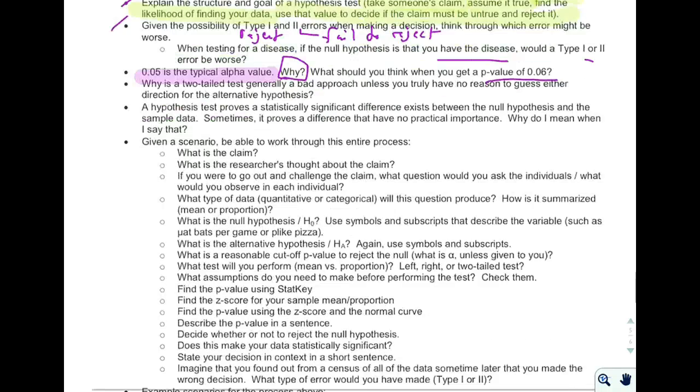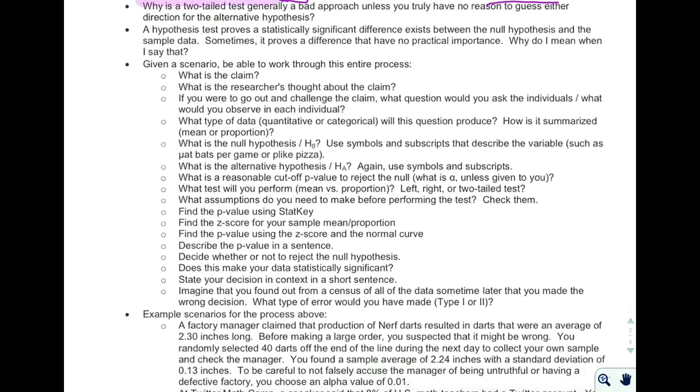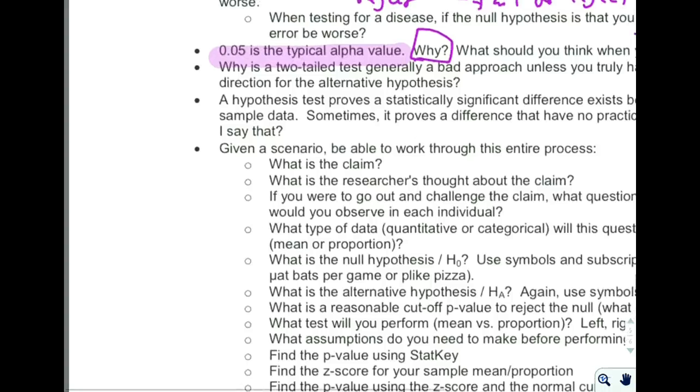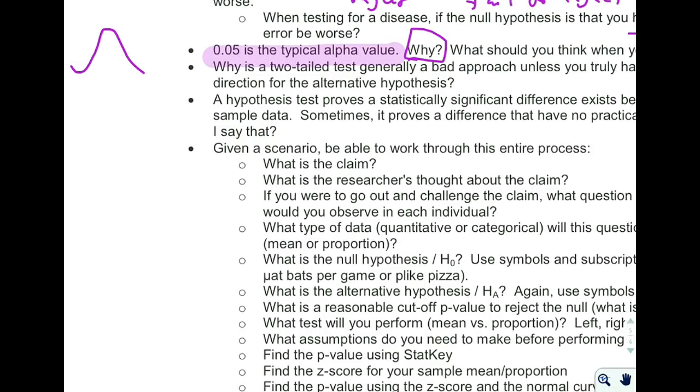Continuing on, why is a two-tailed test generally a bad approach unless you truly have no reason to guess either direction? When you do a two-tailed test, if you look at your normal curve, you need to have a z-score of about 2 to get under 5% because you're shading in both tails.